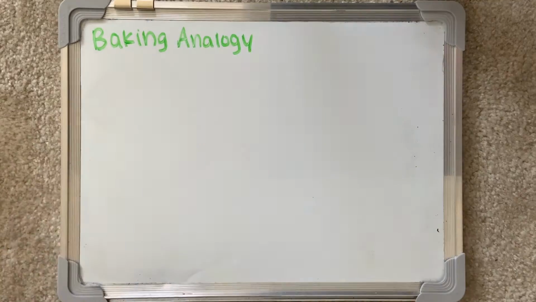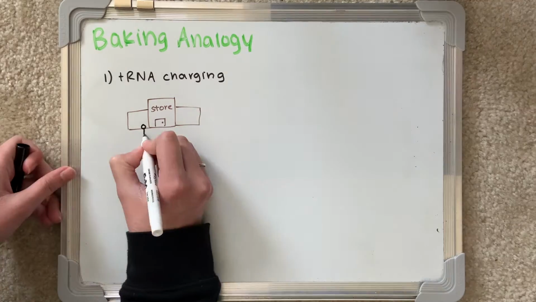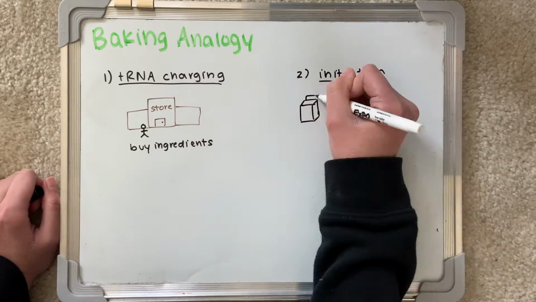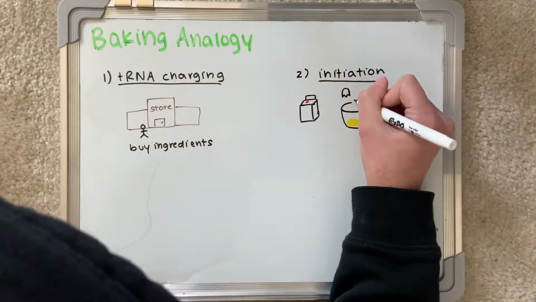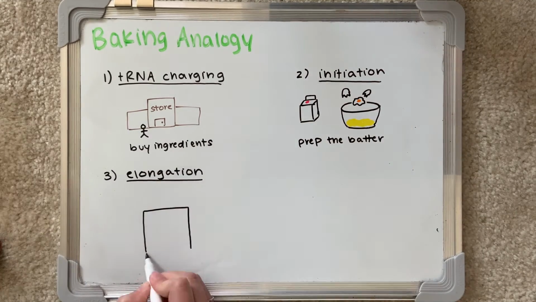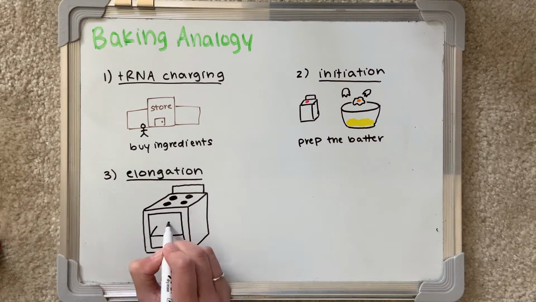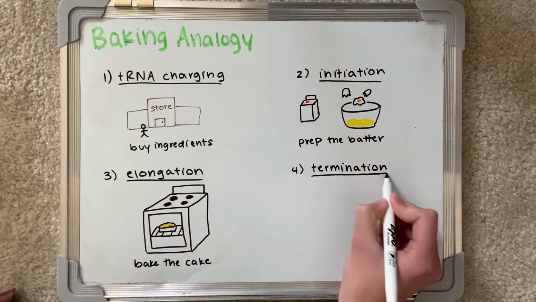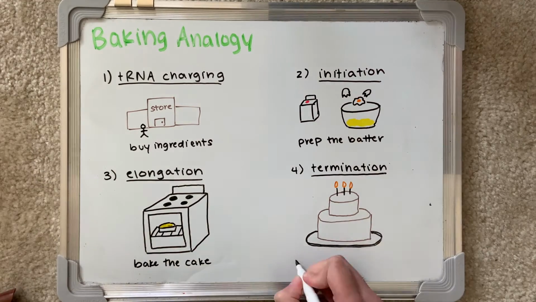We must first go out and get all the ingredients we need, much like the tRNA getting their amino acids. In order to get ready for the baking to begin, we prep the batter, much like initiation. We put the batter in the oven so that the cake is baked, which is like building the polypeptide during elongation. Finally, we terminate the baking by removing the cake from the oven, and it's ready to eat.